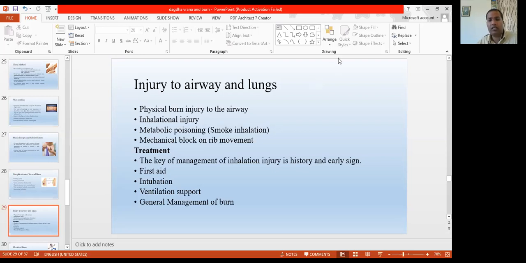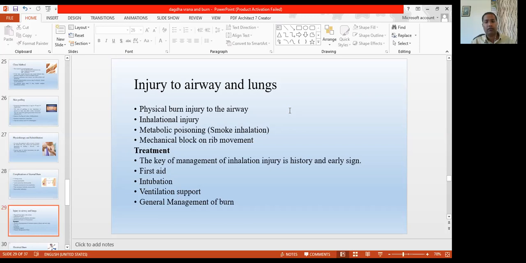Okay, so these things can happen when the patient gets injury to the airway, or if the patient has an injured rib, or there is a circumferential burn of the thorax. Later on, scar formation restricts the rib movement, so a mechanical block of respiration may happen in the patients. These kinds of injuries happen in the burn patient when the respiratory tract is directly or indirectly involved.